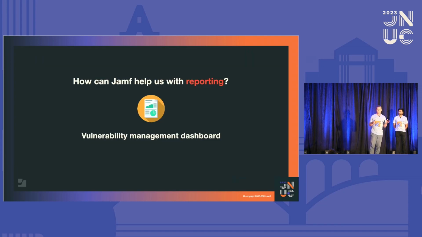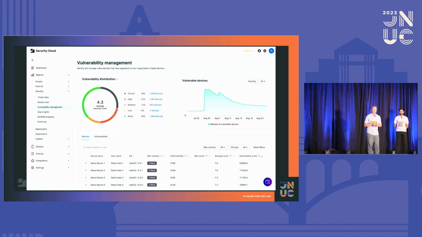Okay, so CVE detections are in place. How do I know what has been detected? For that, you will use the vulnerability management dashboard in Jamf Protect to understand your device fleet security risks. So this is the vulnerability dashboard. It contains 2 main parts. On the top, there are 2 widgets.